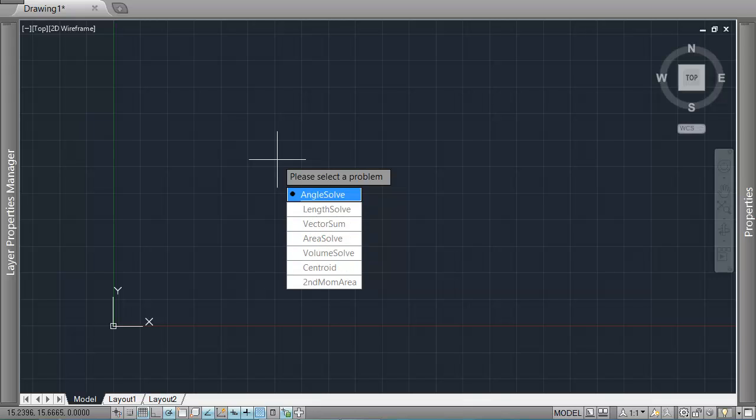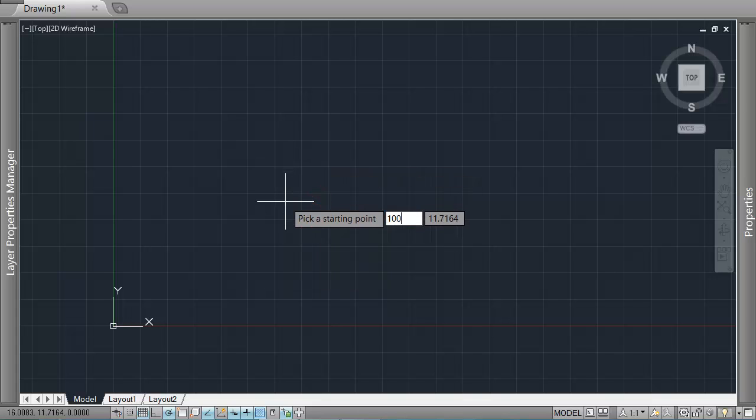So these first couple are trigonometry problems. There's a vector summing problem, which is in a sense kind of a trig problem also. Area solve is just looking at the area of a bounded region, the volume of a sphere, centroid of a region, and also the second moment of area of an I-beam type section. We'll start at the top and work our way through. So the angle solve problem.